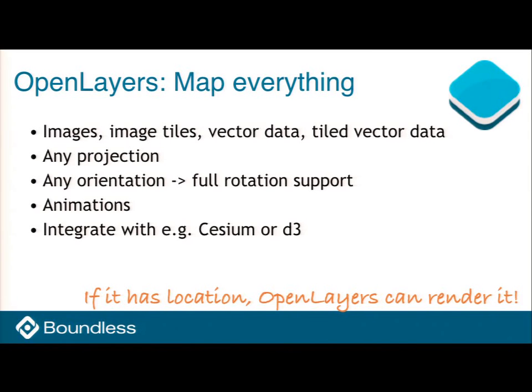In addition to that, you can animate your view. You can either animate the way you look at the map, change the zoom and the center of your map dynamically and create an animation with that, or you can create custom animations based on features, or if you want to show moving objects, you can animate those as well. And finally, OpenLayers integrates well with third-party libraries, like, for example, Cesium, which allows you to create 3D maps on a globe, or D3 to create data-driven views of geospatial data. Generally speaking, if it has location, then there's probably a way for OpenLayers to render it.